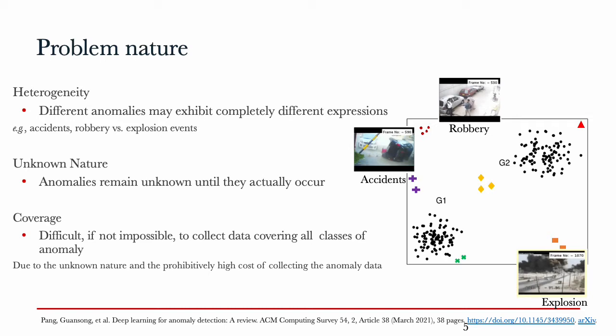And also, because anomalies are irregular, they remain unknown until they actually occur in most cases. As a result, it is very difficult, if not impossible, to collect positive anomaly data covering all kinds of anomaly. That's probably the reason why in the literature most of the anomaly detection methods are actually unsupervised, simply because it's very difficult to collect all of the positive labeled data.